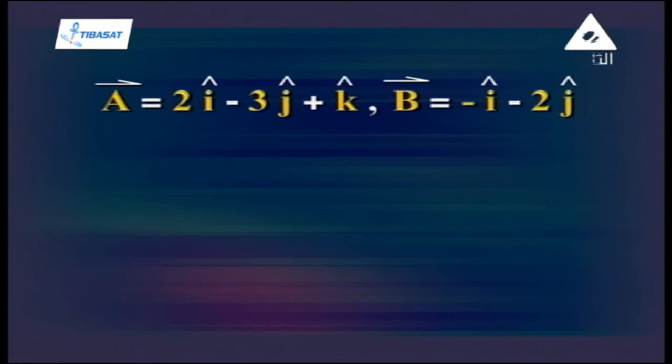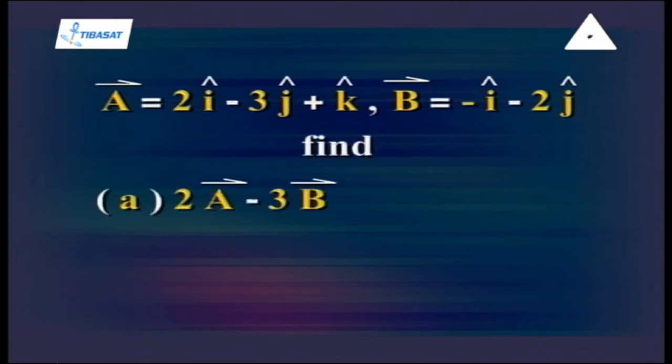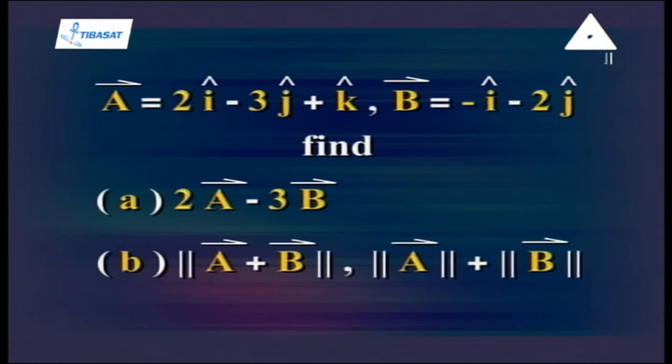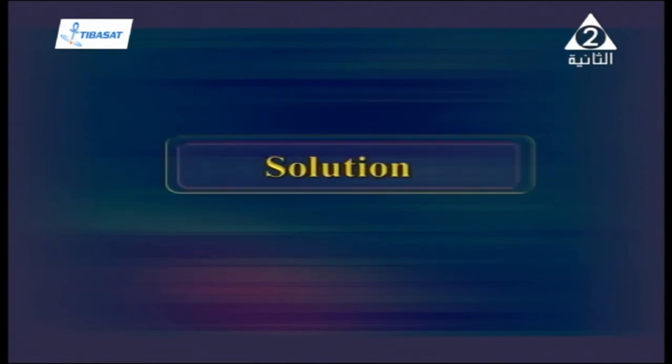Example. If we have vector A equals 2i minus 3j plus k, and B vector equals negative i minus 2j, find number A: 2A vector minus 3B vector, number B: the norm of A plus B vector, and find the norm of A vector plus the norm of B vector, and we deduce that.